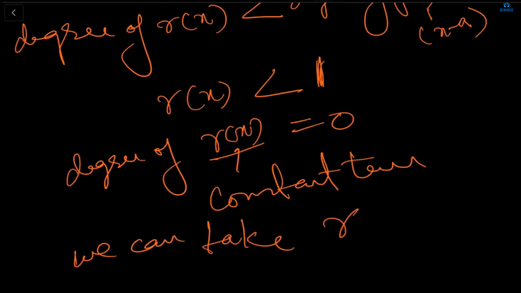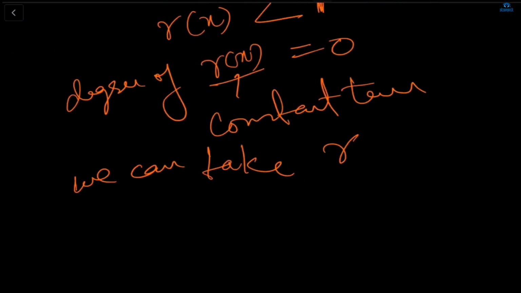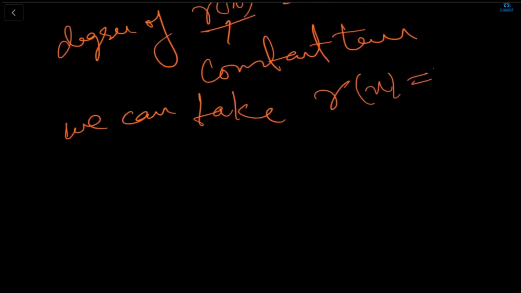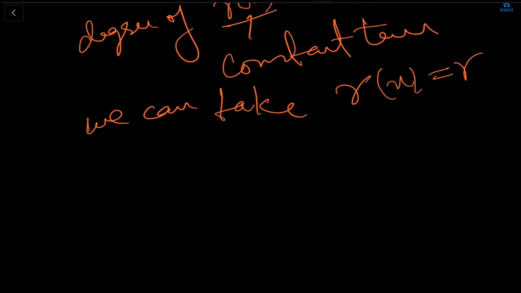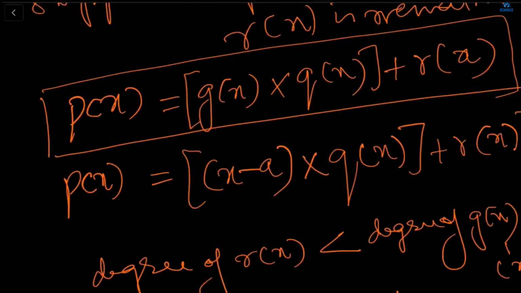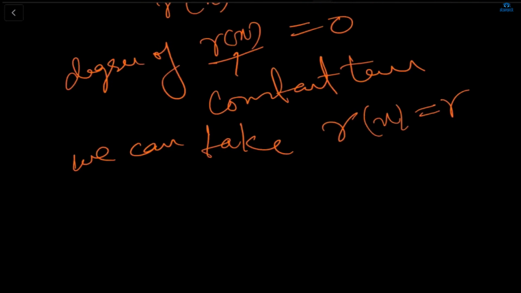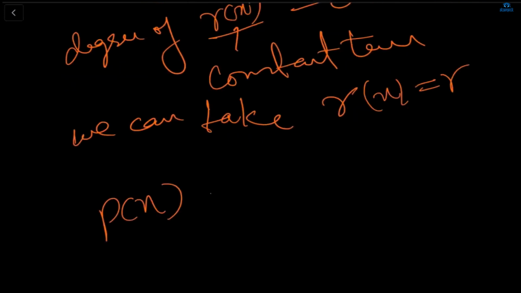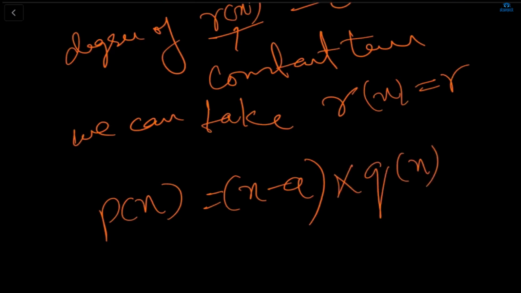So we can take r instead of r(x), because this is no longer a polynomial. For a polynomial we write r(x); for a simple constant value, you can represent it as r. So r(x) is equal to r. Now if you put the value of r in this equation, you will get p(x) is equal to x minus a multiplied by q(x) plus r.